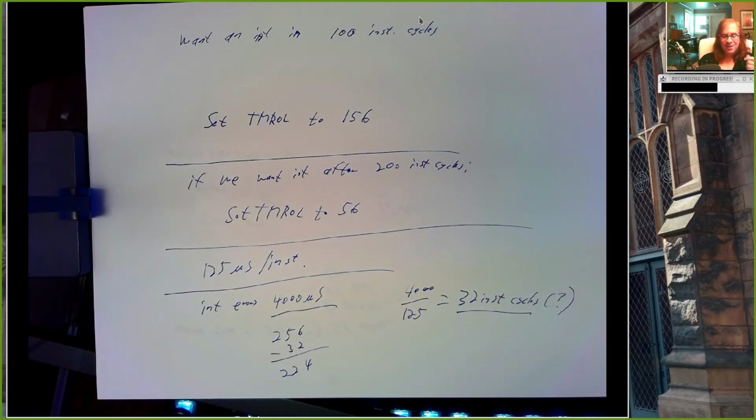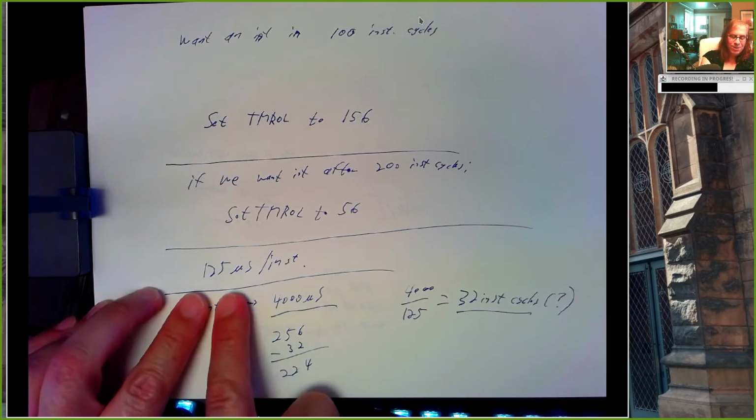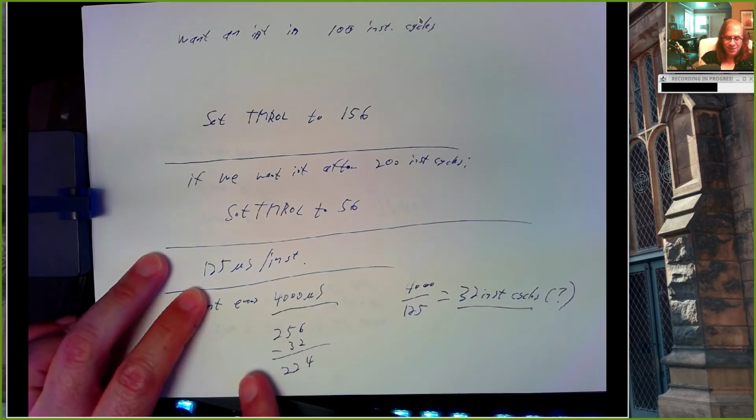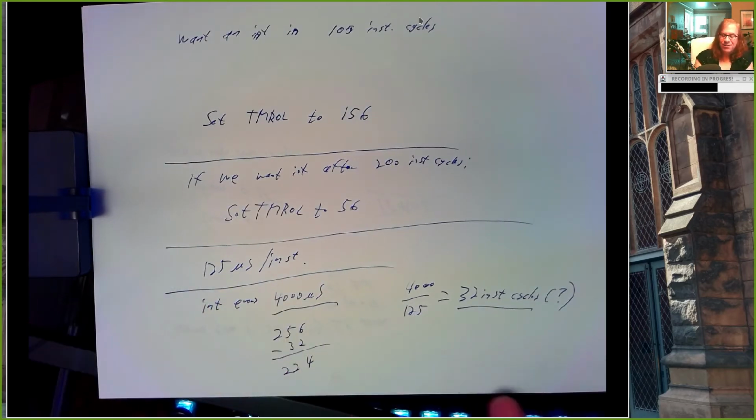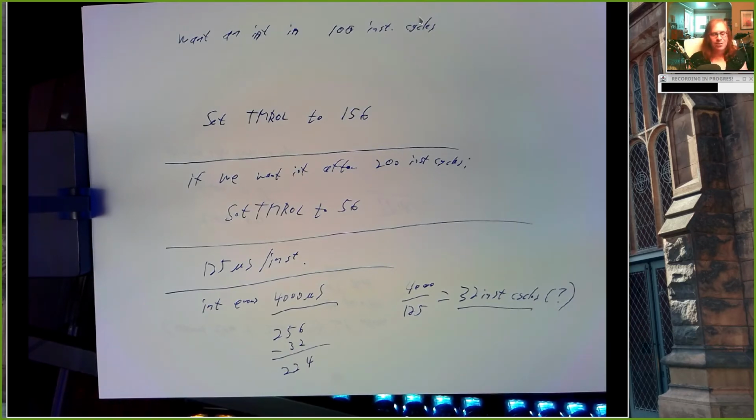But if our system clock was faster, if it was 1 microsecond per instruction, then we would need to load a different value in because we would want a different number of instruction cycles. So all those questions at the end of the previous homework where you're calculating instructions and time and so forth, those are all coming into play here.